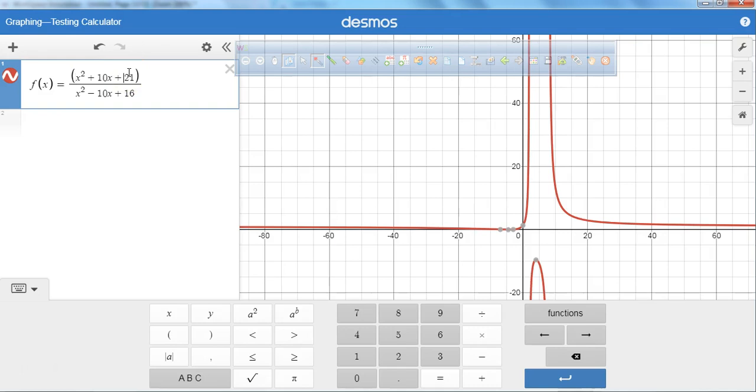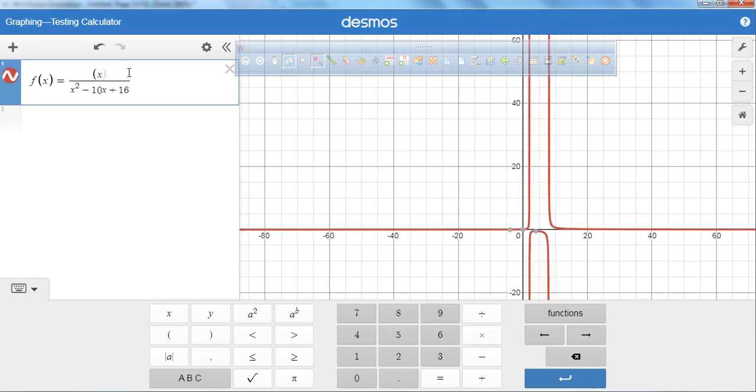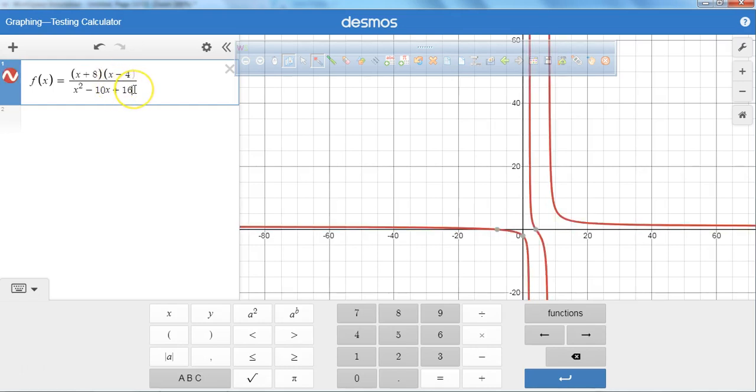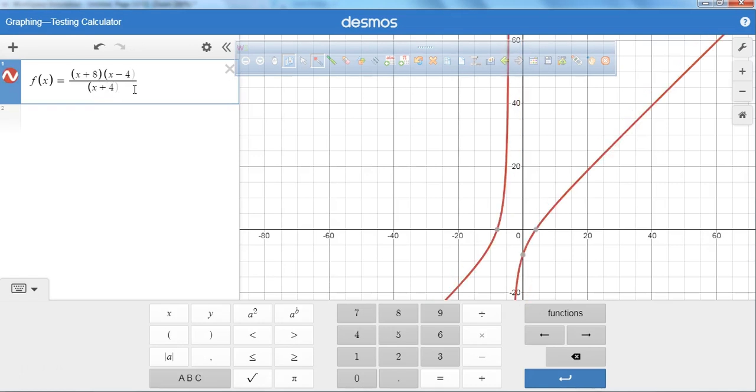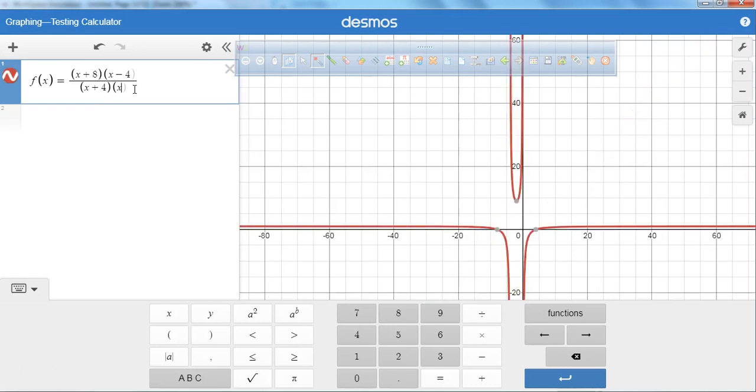Let me delete this. All right, I think that was plus 8. We had x minus 4. And then in the denominator, we had an x plus 4 and an x minus 4. Okay? So if we look at this, we have a hole at 4.